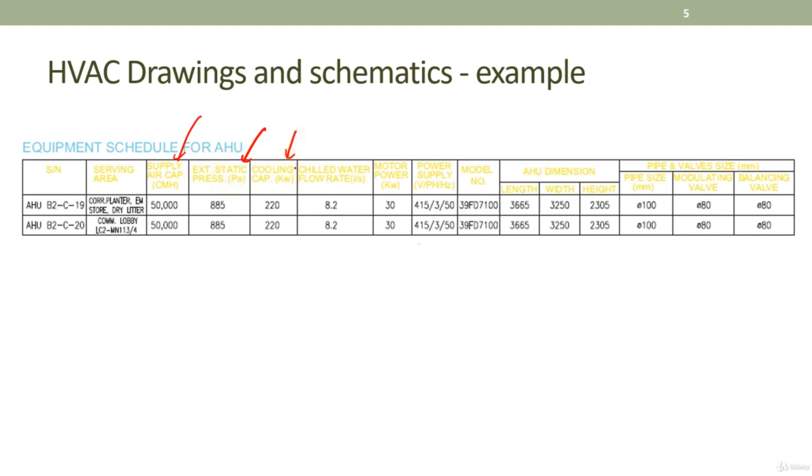So in the subsequent videos and topics, you will learn more about all these values, what they are about, and how to size your equipment based on these numbers. These are the three most critical numbers before we select a suitable AHU for the space. Then the rest are just other information like the chilled water flow rate and the dimensions, so that you know whether your room has enough space for it.